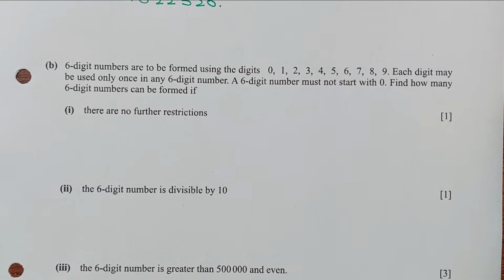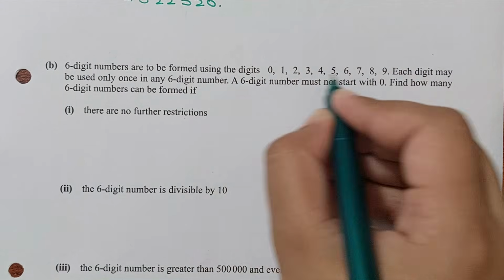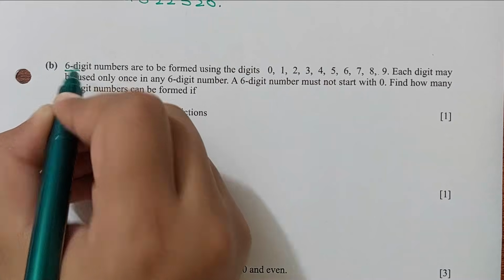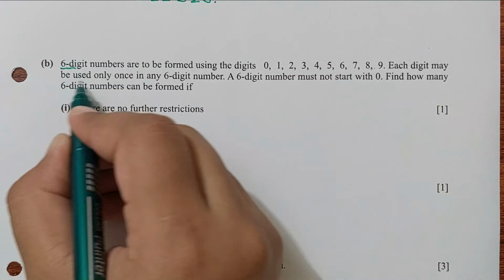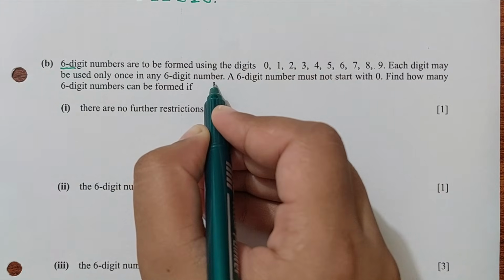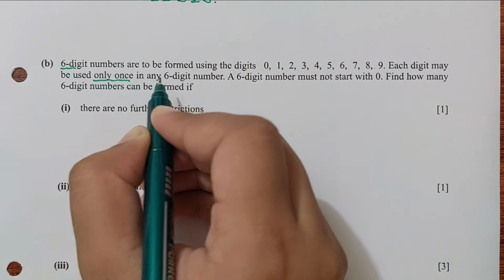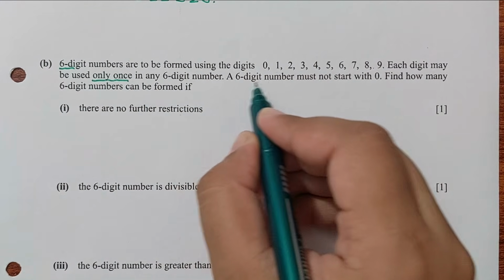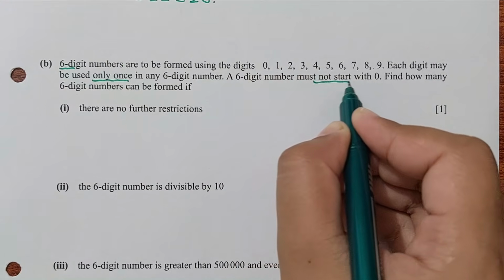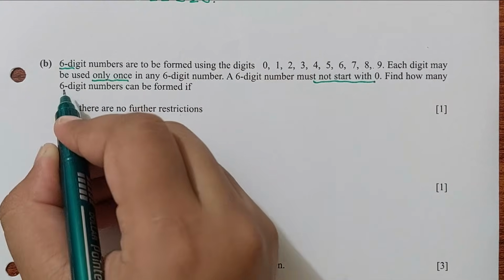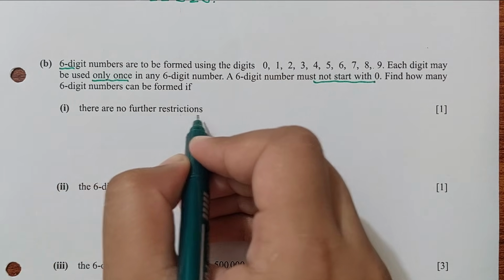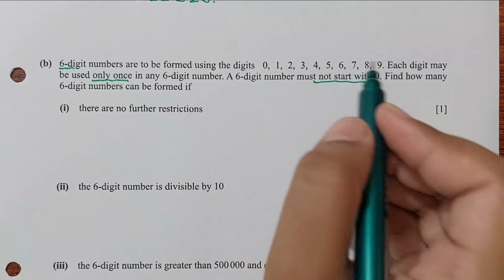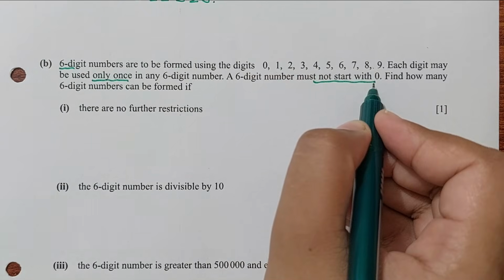Now for part B, 6-digit numbers are to be formed using the digits 0 to 9. Each digit may be used only once in any 6-digit number, so there is no repetition. It's a permutation question. A 6-digit number must not start with 0. Find how many 6-digit numbers can be formed if, number 1, there are no further restrictions. The only restriction is that it must not start with 0, right?